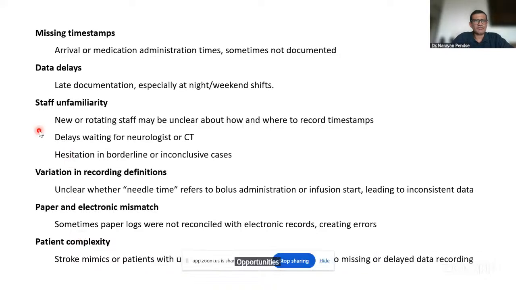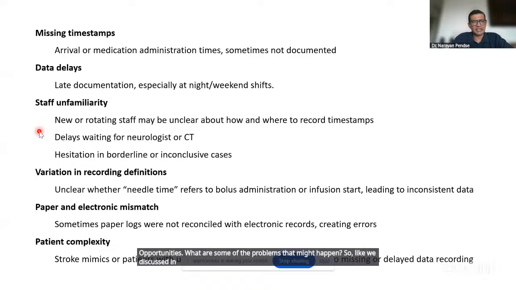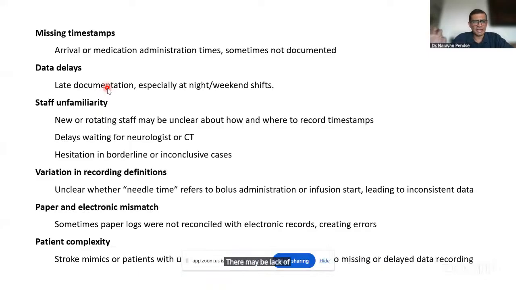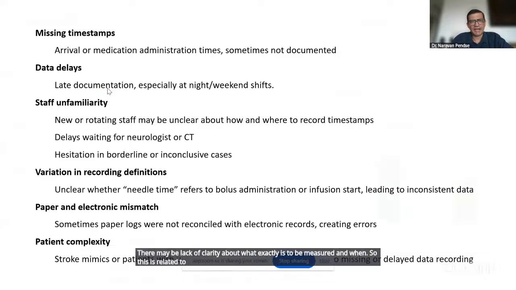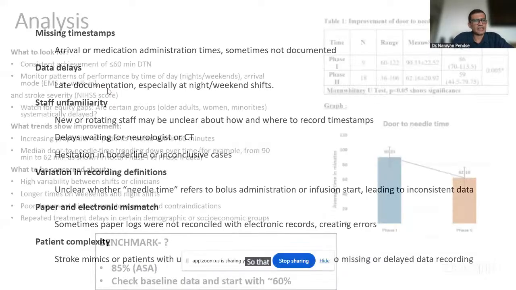What are some of the problems that might happen? Like we discussed in these STEMI cases, similarly, there may be delays in documentation. There may be some gaps in documentation, and synchronization of the clock by different people may be different. There may be a lack of clarity about what exactly is to be measured and when. So this is related to the practice, so that it becomes more consistent.